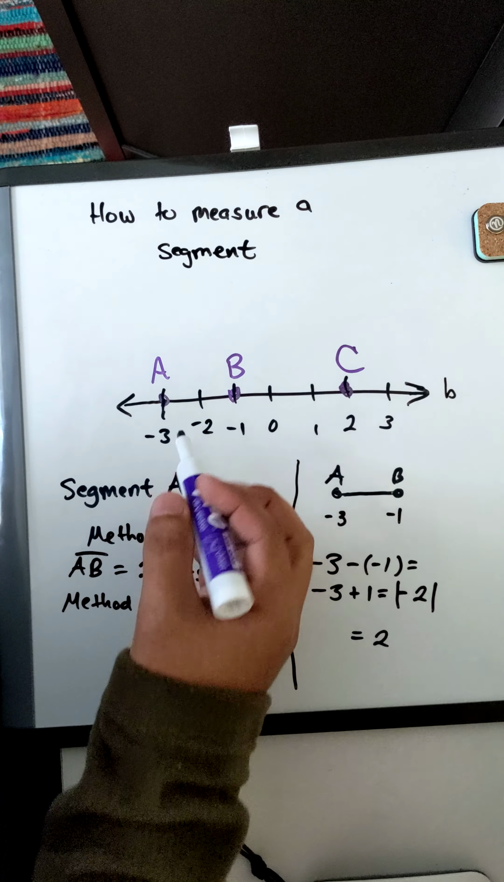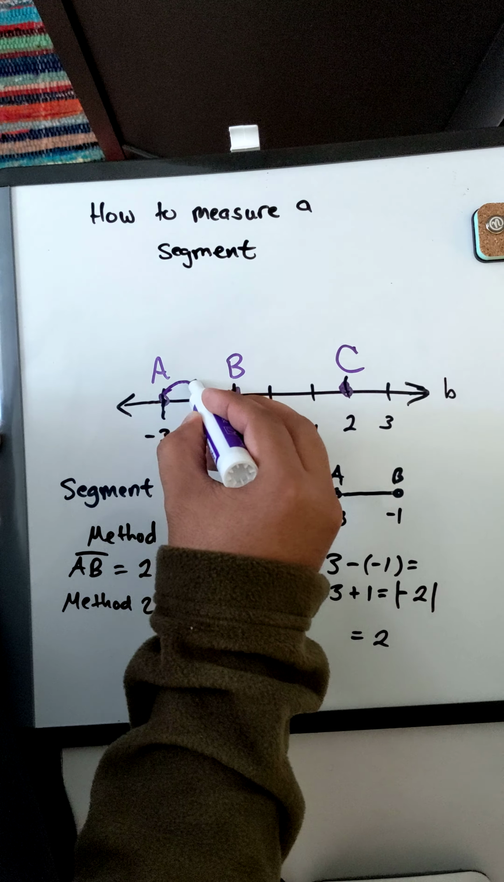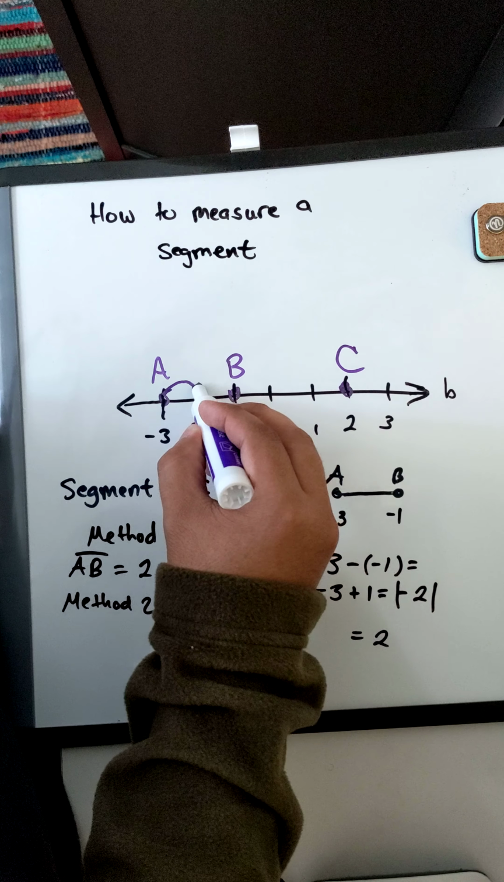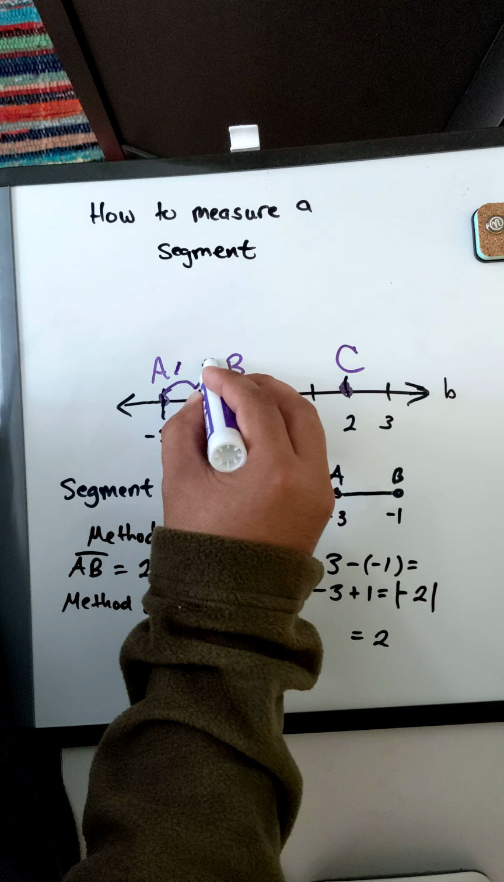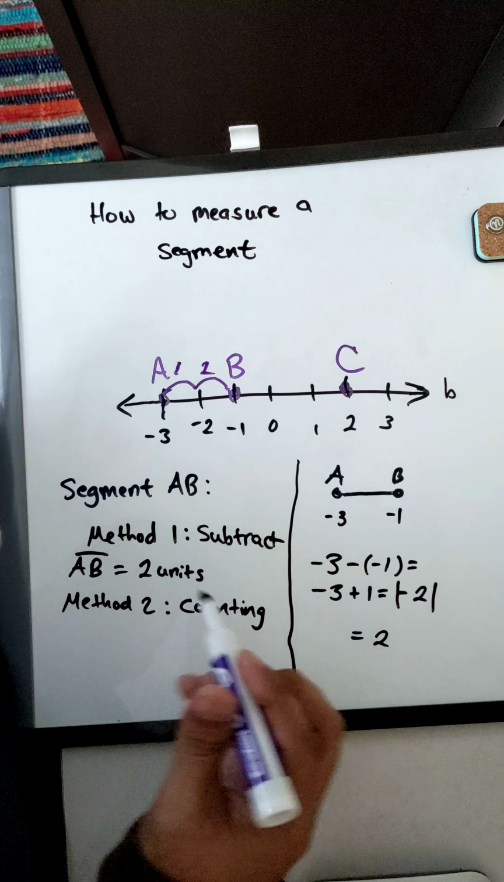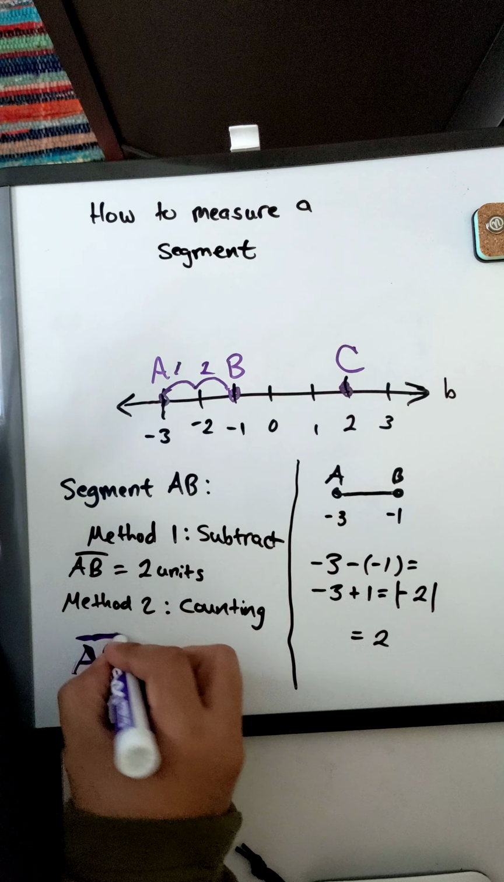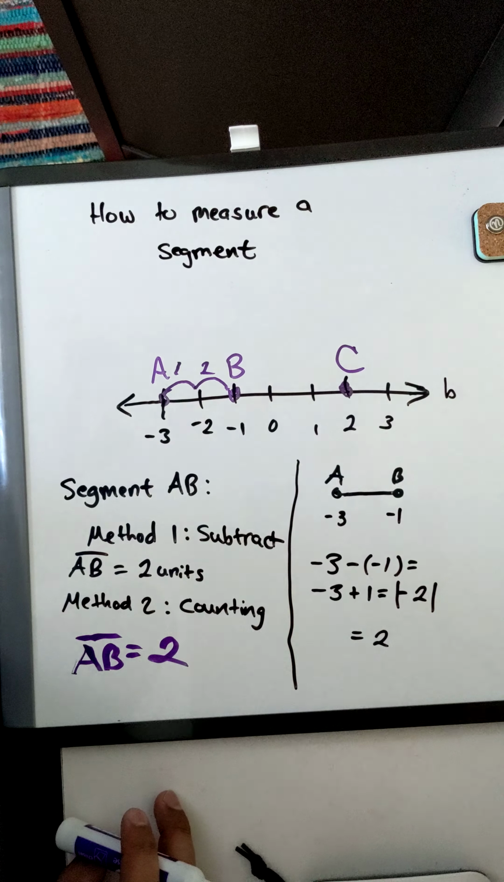And that's what we're doing here. We're counting the first time we move. So the first time we move is up to the -2. So that's 1. And then the second time we move is to the B. So I moved 1, 2. I moved 2 times. So by the counting method, I got that segment AB is equal to 2. And that's how we measure a segment.